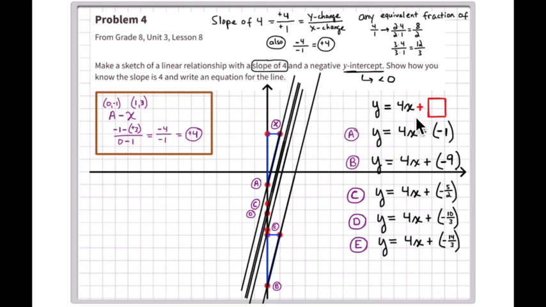The slope is 4 from the equation and from the lines, and the y-intercept has to be at a value that's y less than 0. So it has to cross this y-axis at a point that's less than 0, negative.